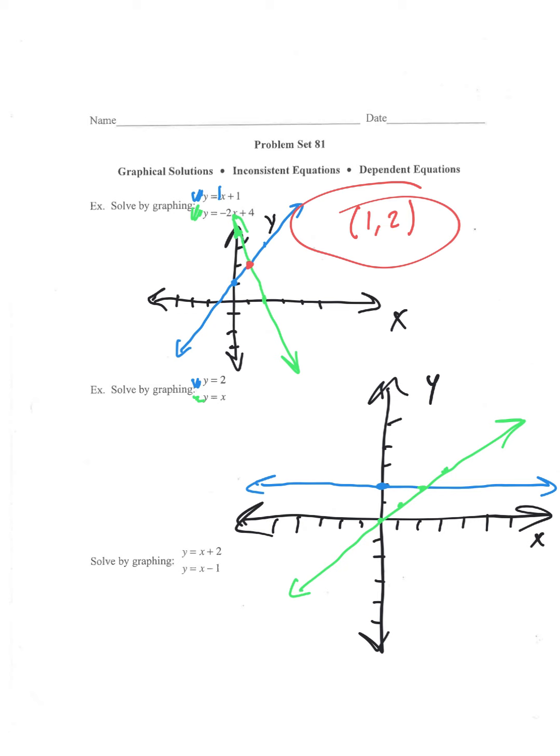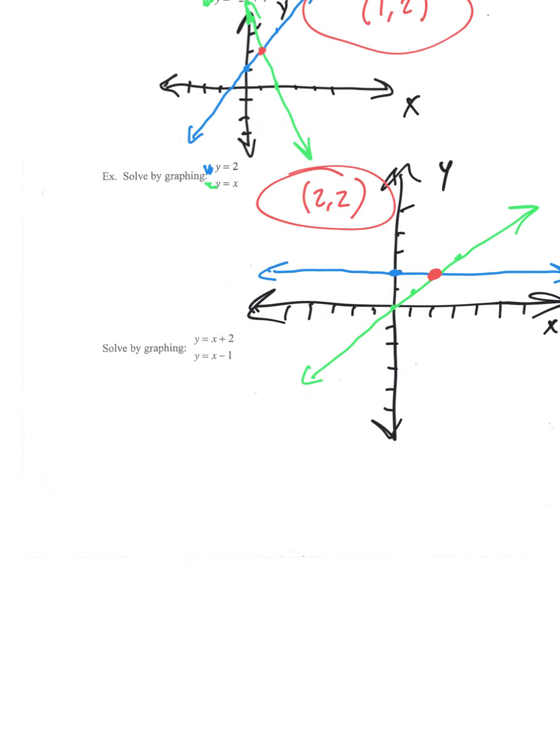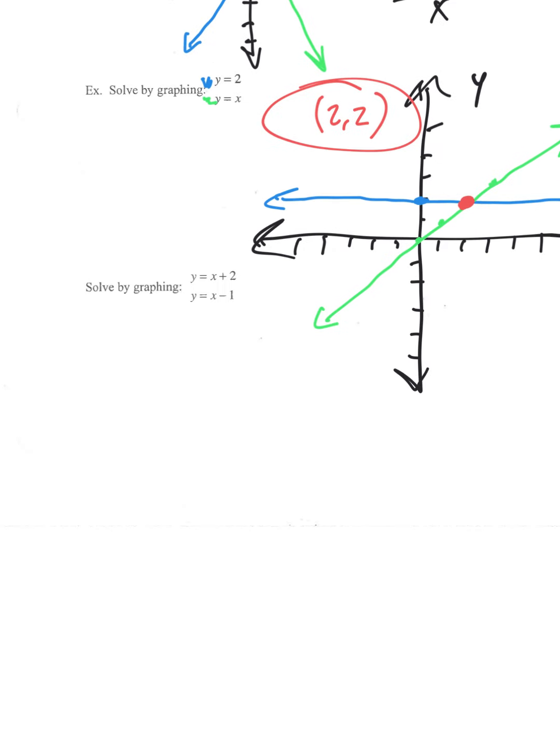And recognize the point of intersection, which is right here. And it looks like that point is 2, 2. So there would be my solution. And again, you can plug them in. When y equals 2, 2 equals 2. And when y equals 2, this would be 2 equals, when x equals 2, that would be 2 as well. So we're all set. All right, let's do another one, solving by graphing.